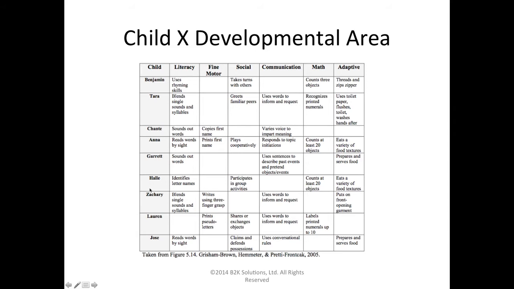So in this example, there's a list of children down the side, a list of areas of development across the top, and we're thinking about what is Benjamin learning? What literacy skills, what social skills, what mathematics skills, what adaptive skills. For Tara, she may also have literacy skills, social skills, and a communication skill. These can again be common outcomes for all children or really individualized outcomes.